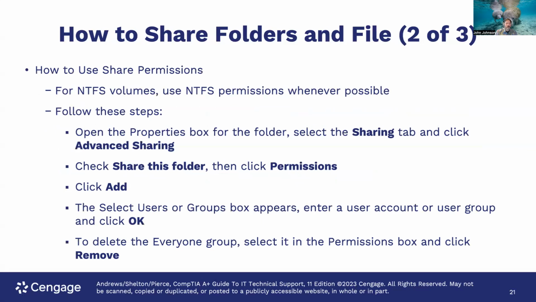So how to use share permissions. For NTFS volumes, use NTFS permissions whenever possible. Follow the following steps. You can open up the properties box for the folder. So you right click, go all the way down to properties. You can select the sharing tab and then click on advanced sharing. And from there, you're going to click on share this folder, and you can click on permissions. You can add permissions to add in new people or groups, and give them permissions, read, write, and whatnot. So you click add, the select users or groups box appears, enter your user account.